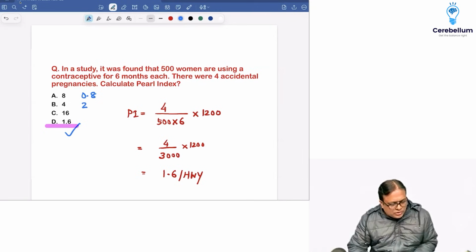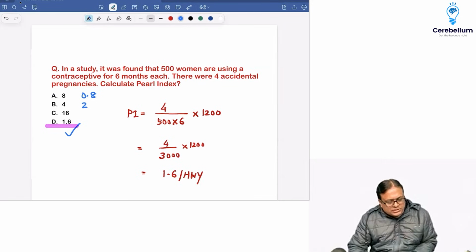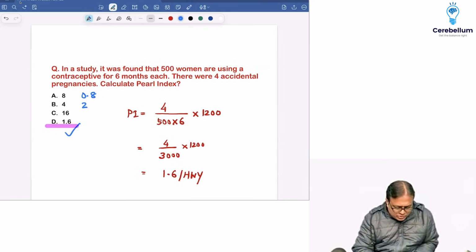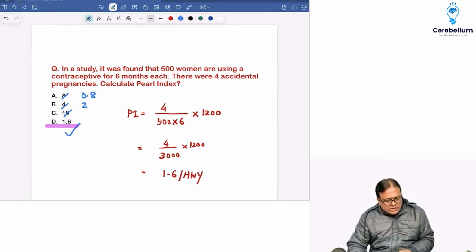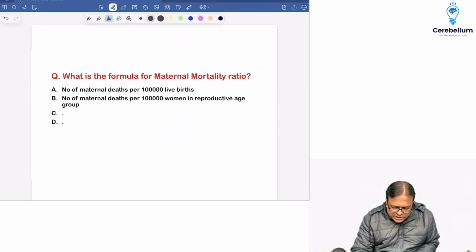many questions on calculation of Pearl Index. This is always automatically per 100 women years. Per 100 women years. It automatically comes. Right? Okay. 16 was not there, 4 was not there, 8 was not there. Right? Okay, great. Then formula for maternal mortality rate.